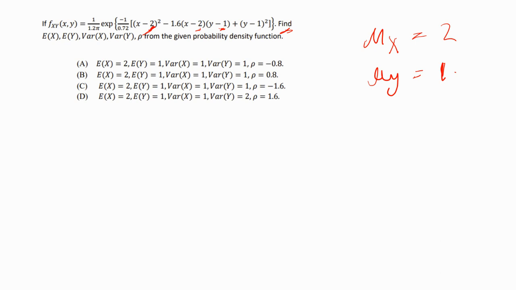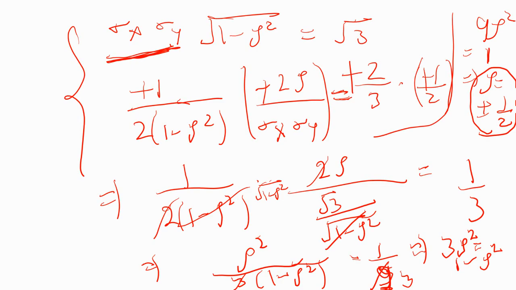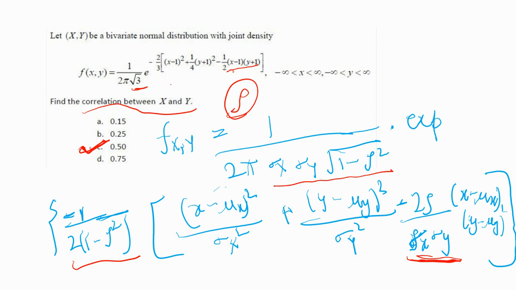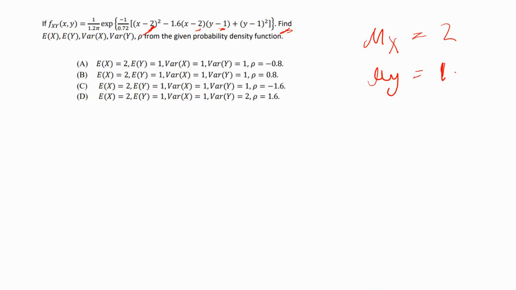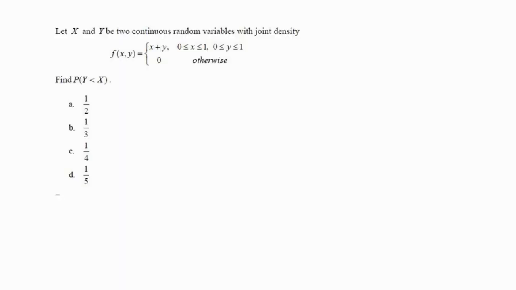So, now variance of x and then variance of y. The main thing is that rho you need to find, and then you can solve it as we have done this question. This is the copied one. Now the next question we have here is that x and y are two continuous random variables, and the joint density is given here, and we did a similar question like this.